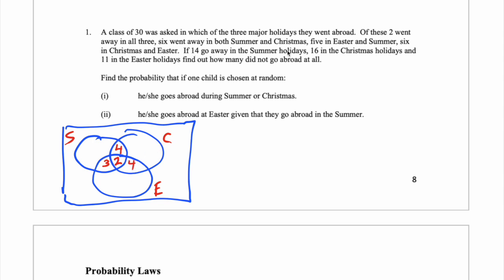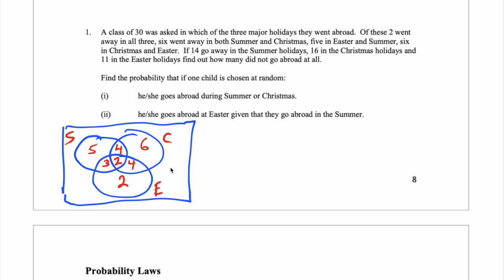If 14 go away in summer holidays, that means this entire circle should be 14. Right now we have 9 in here, so this should be a 5. So you can work it out slowly and logically, and you get it all correct in the end. 16 is the Christmas holidays. This is already 10, so that's a 6. 11 in Easter holidays. This is already 9, so this should be a 2.